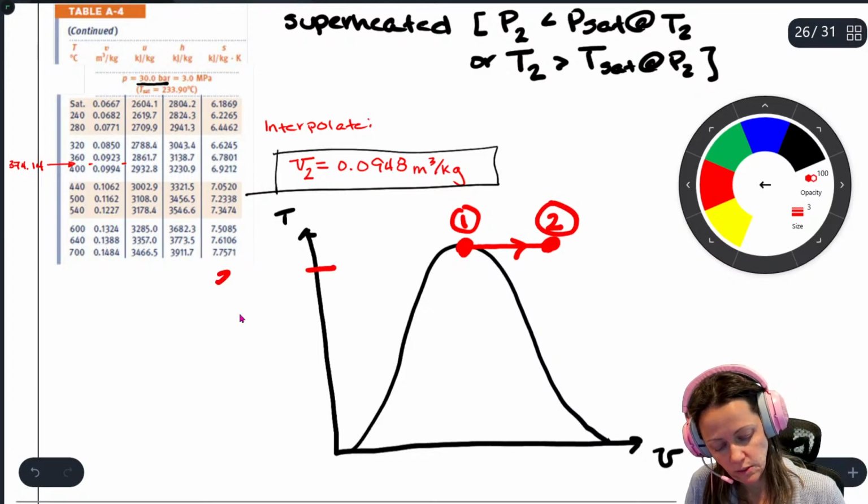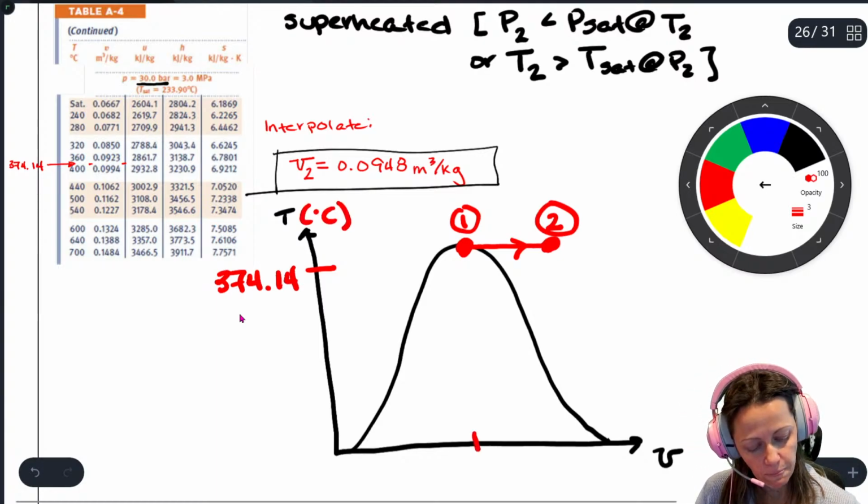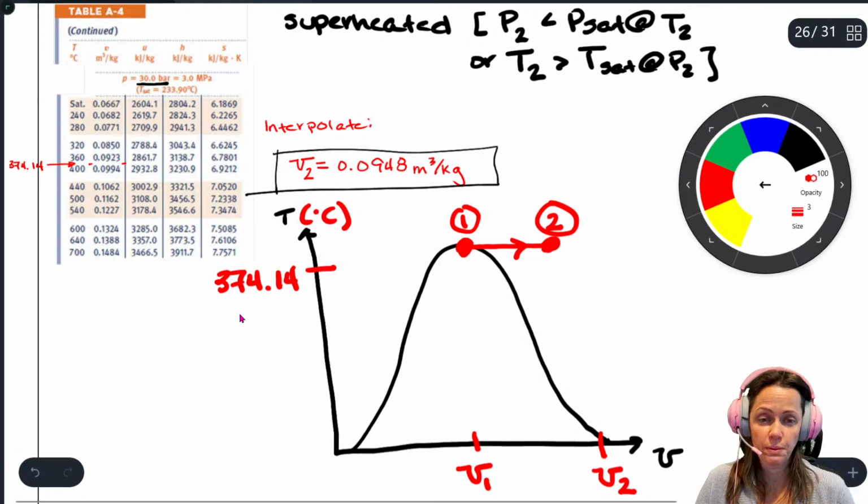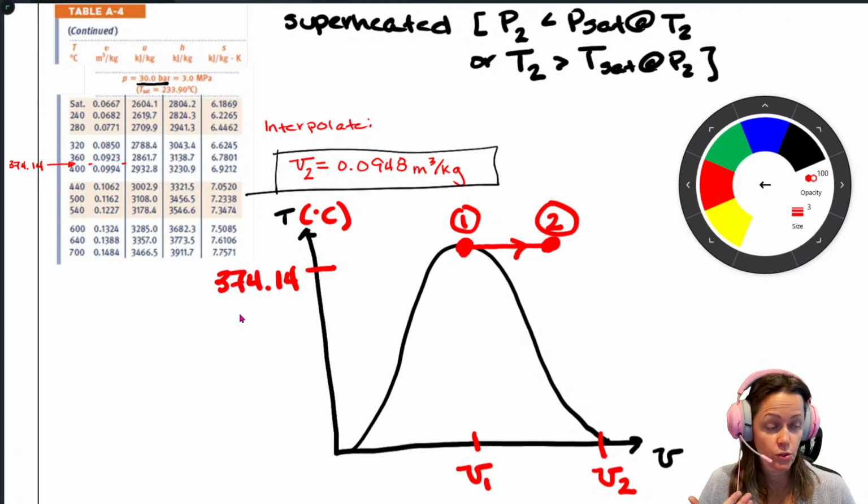Right, so this is 374.14 degrees Celsius. Here's my V1. I've defined that elsewhere. Here's my V2. I just defined it right above that, so that would be perfectly fine. Like I said, as long as it's defined somewhere, you're good.